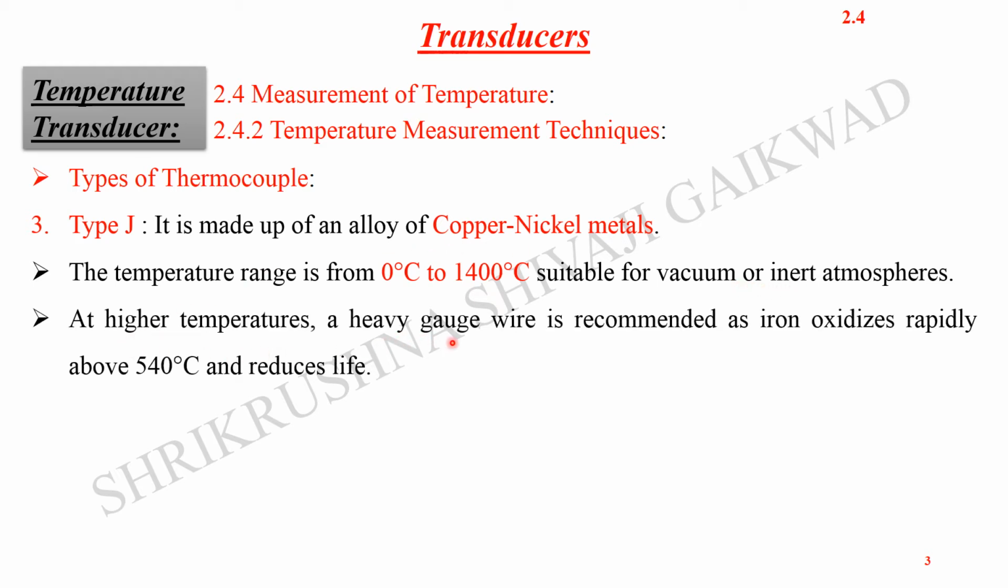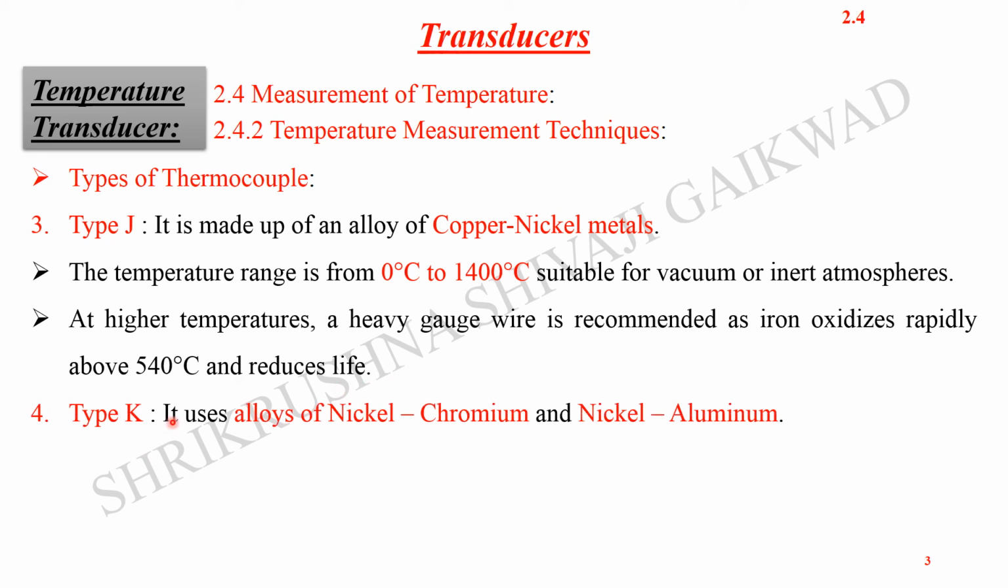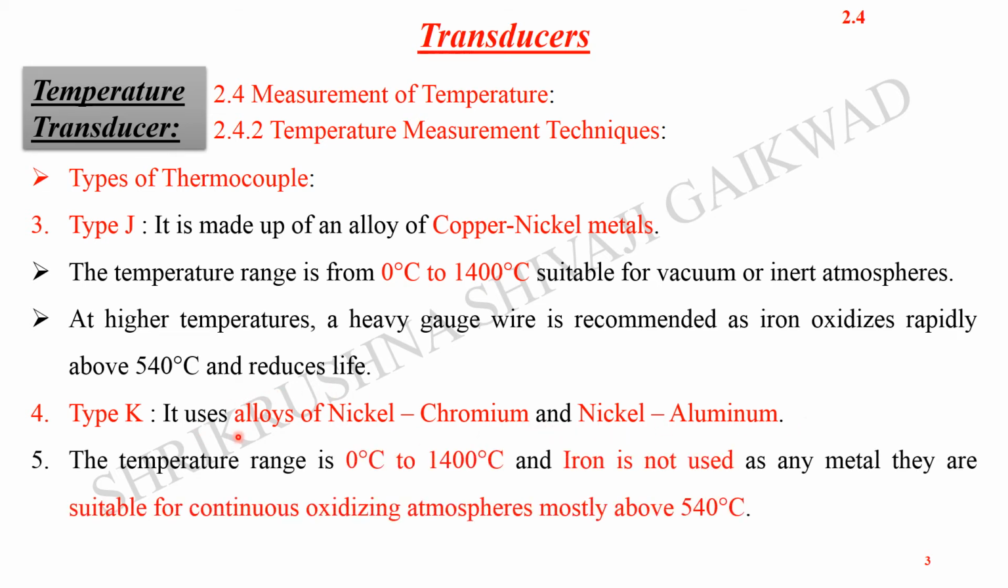At higher temperatures, the heavy gauge wire is recommended, as the iron oxidizes rapidly above 550 degrees Celsius and reduces its lifetime. Type K uses the alloys of nickel chromium and nickel aluminum. The temperature range of this, again, is 0 to 1400 degrees Celsius, and iron is not used as any metal.